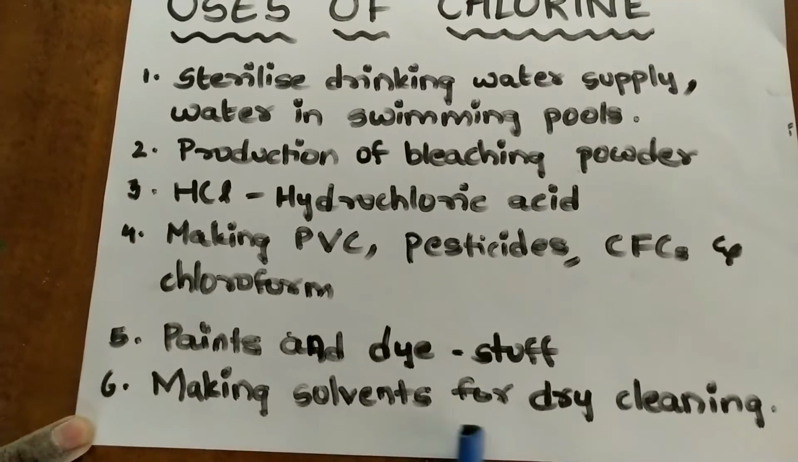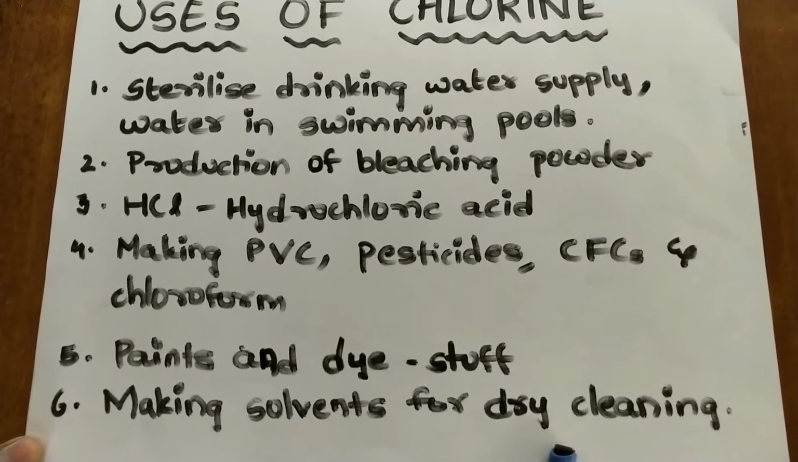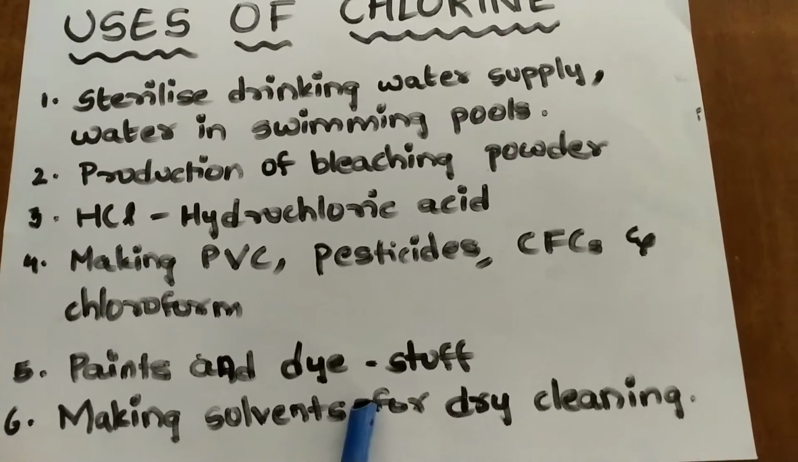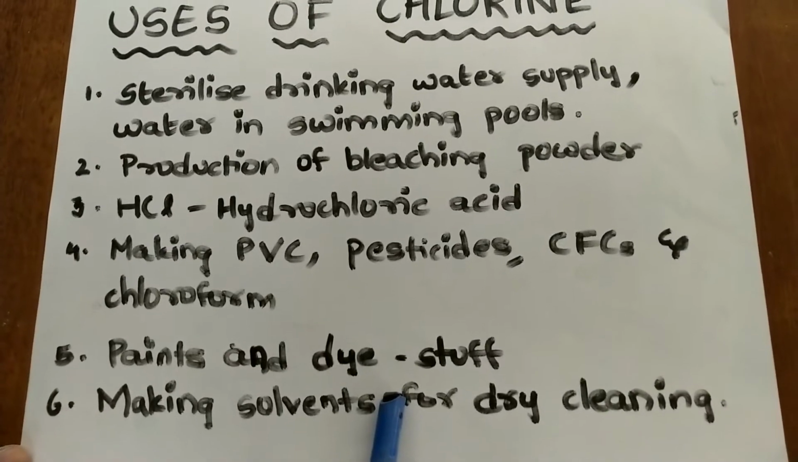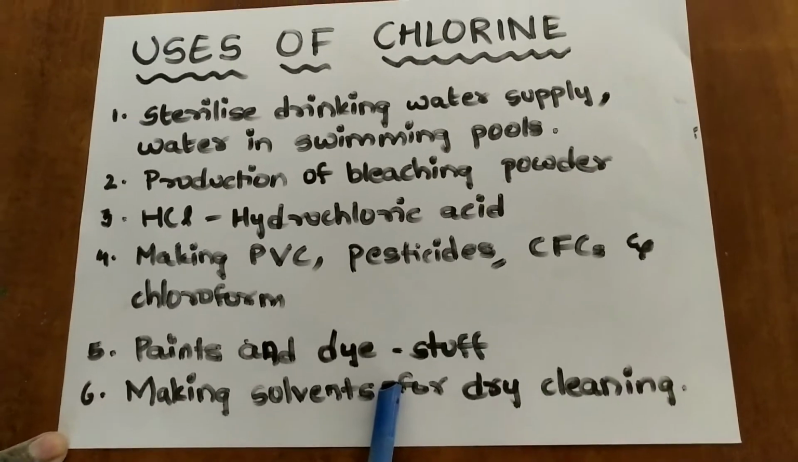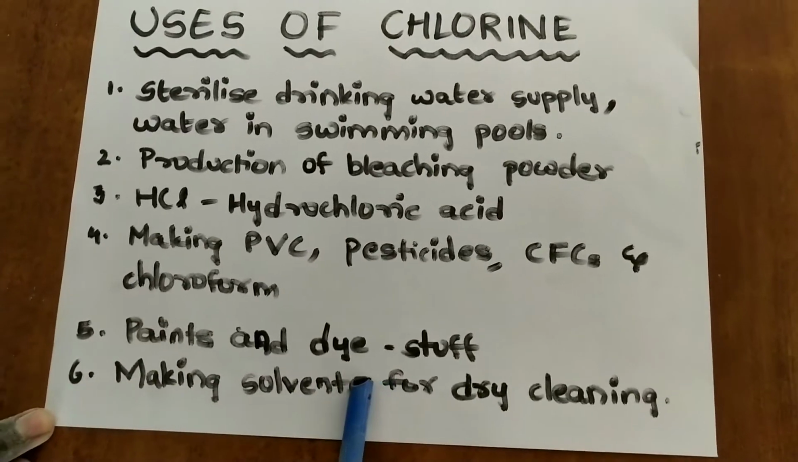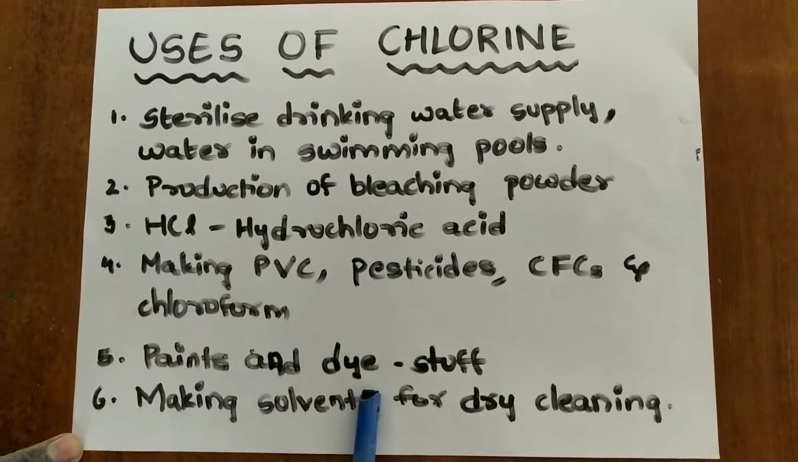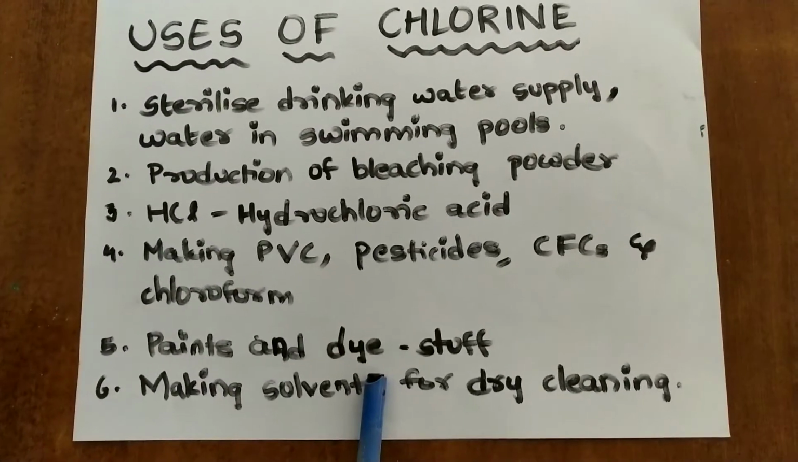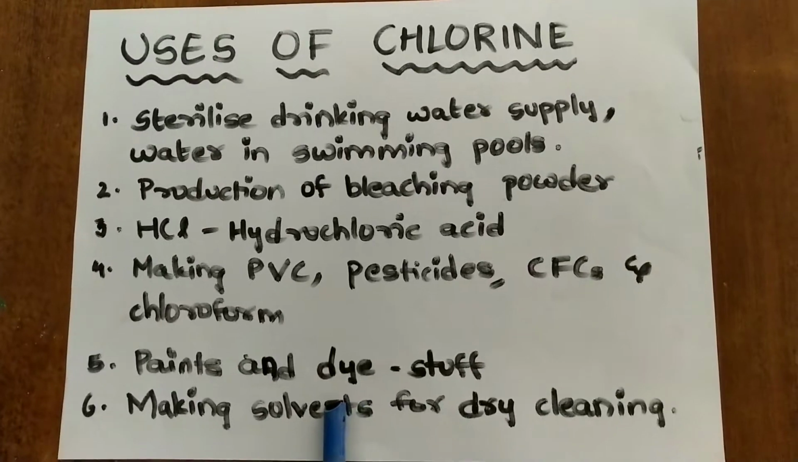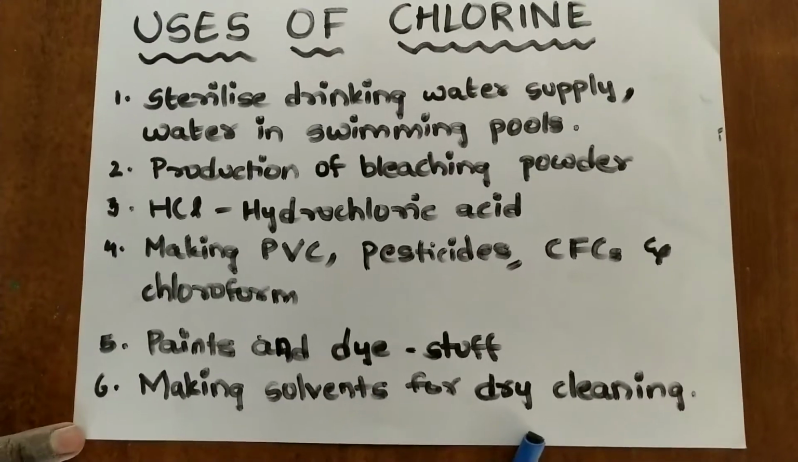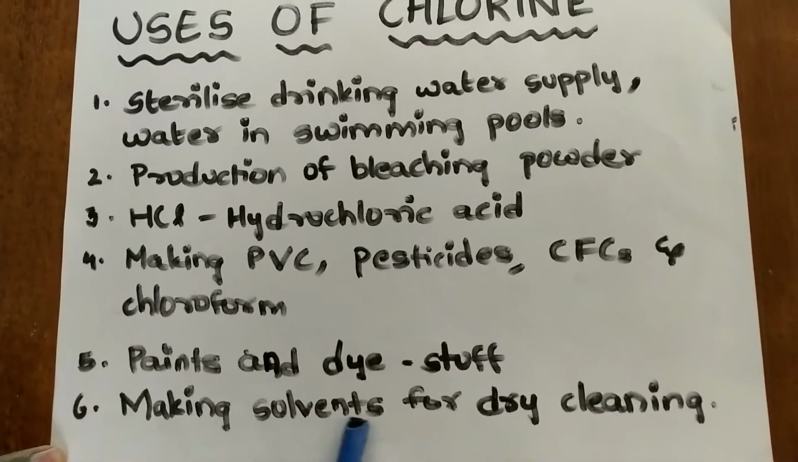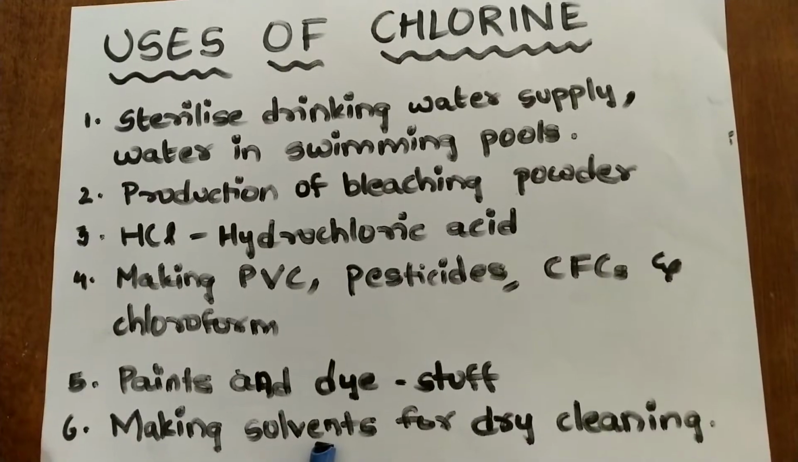And making solvents for dry cleaning. Solvent for dry cleaning is needed because, you know very well, some stains on cloth can't be removed by ordinary detergents. At that time the cloth is given for dry cleaning, and some cloths also won't sustain hard detergents. At that time they go for mild detergents, or other substances that will not have much effect on the cloth. So for dry cleaning, the different substances can dissolve in a particular solvent. That solvent is nothing but one of the chlorine products.